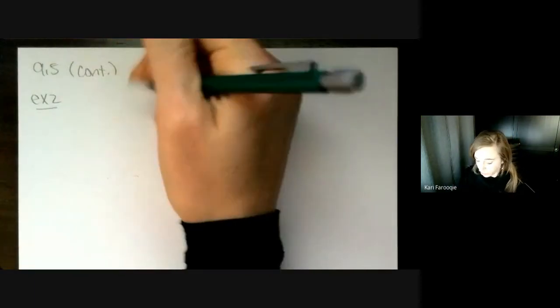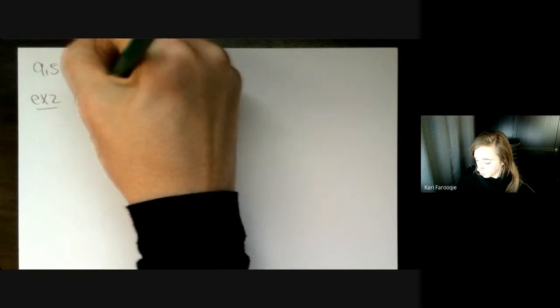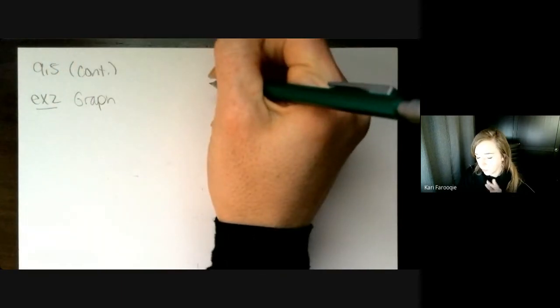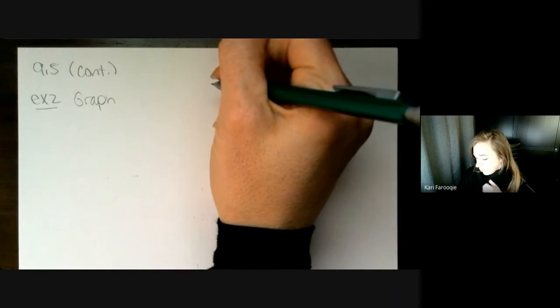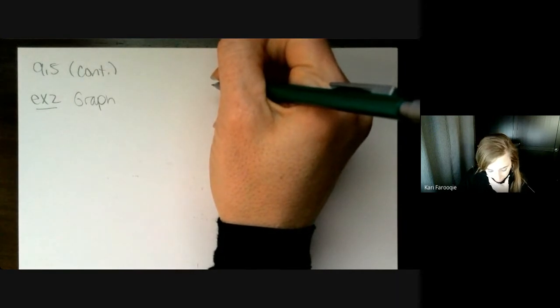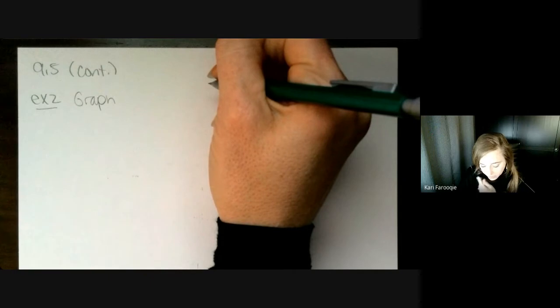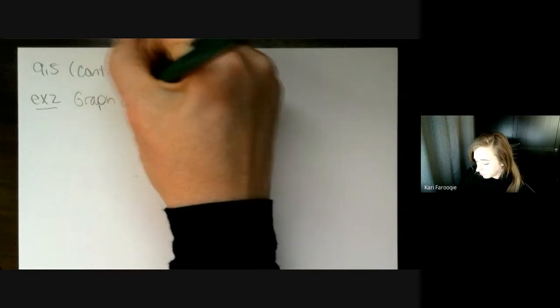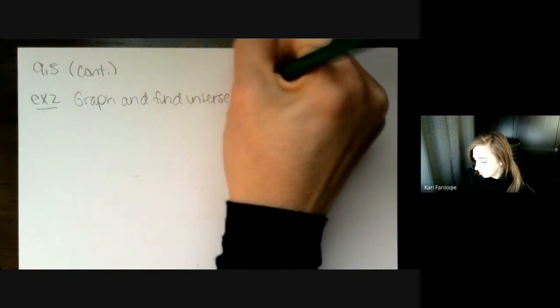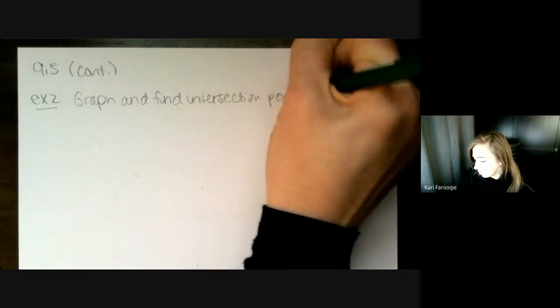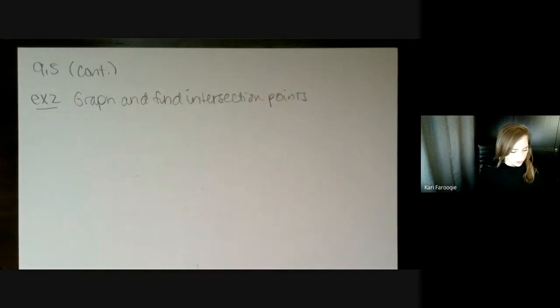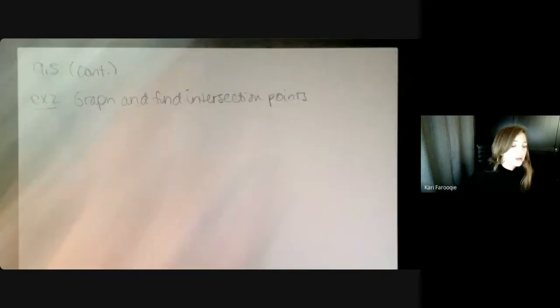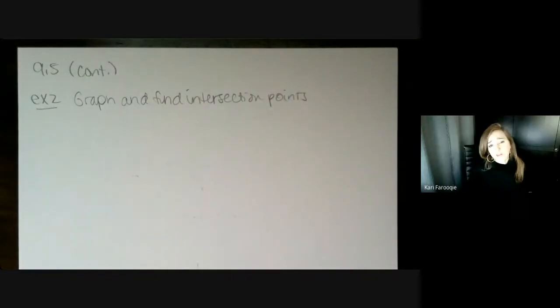So this will be example 2. We're going to graph these in our calculator just because we've already done graphing by hand, and I don't think we need to focus on that today. We're going to graph these in our calculator, and then we're going to find intersection points, which we're also going to find by hand. I don't know if your calculator will do this, but it doesn't matter because I want exact values for intersection points.